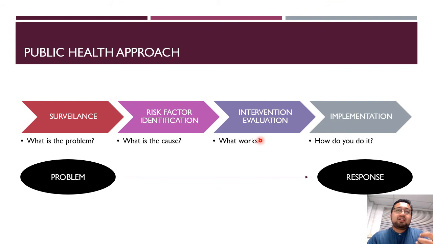And then after we identify the risk factors, we do an intervention to overcome the risk factor, to overcome the problem. And what works? What can be done to overcome the risk factor, and then we implement it. Then we have to reassess whether it succeeded or not. So basically that is the public health approach, starting with surveillance, risk factor identification, intervention, evaluation, and implementation.